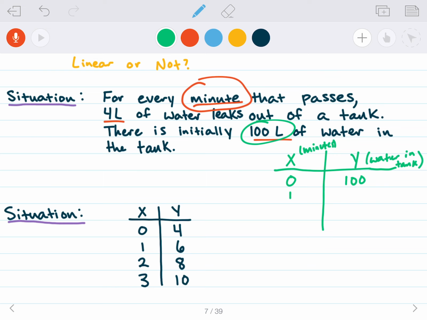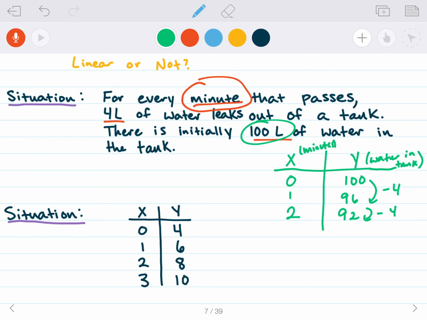and then a minute passes by, and how much is in the tank? Well, 4 liters leak out every minute, so this is going to be 100 minus 4, which is 96. So it's minus 4. Minute 2, again, 4 liters leak out from 96, so 96 minus 4 is 92. Okay, and so forth and so forth.